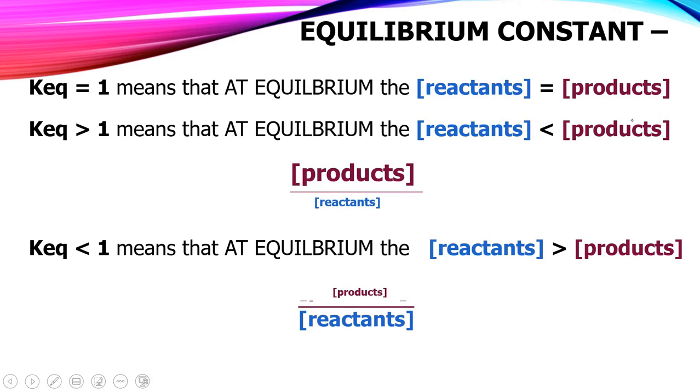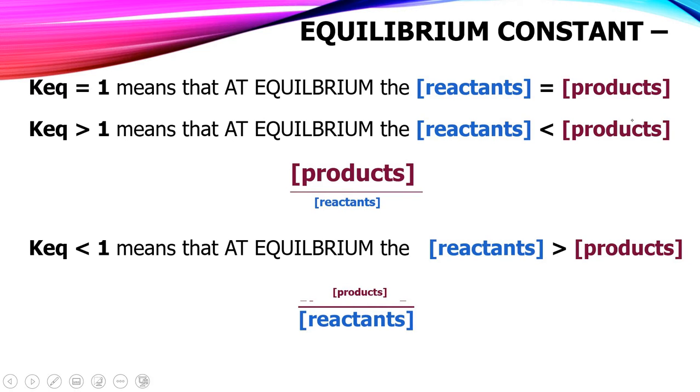If KQ is equal to 1, that means the forward rate and the backward rate are the same. My reactants are equal to my products in concentration. If the KQ is bigger than 1, that means at equilibrium I have more products than reactants, so I've got a KQ that's bigger than 1. If my KQ is less than 1, that means I have more reactants than products, because I'm going to get a fraction.